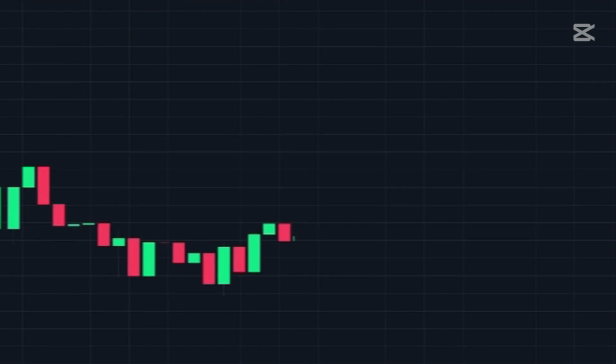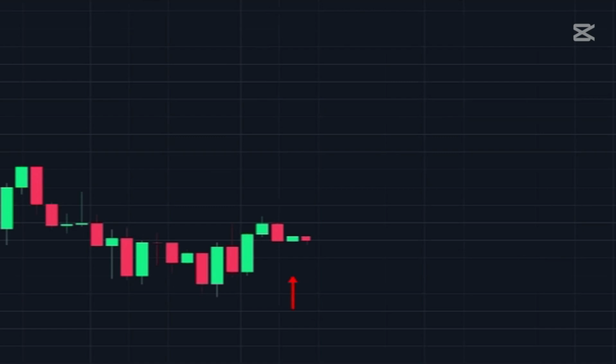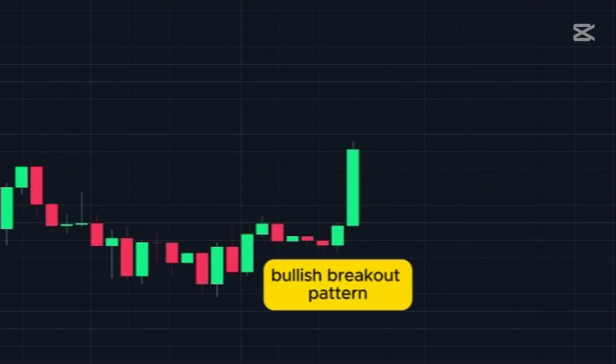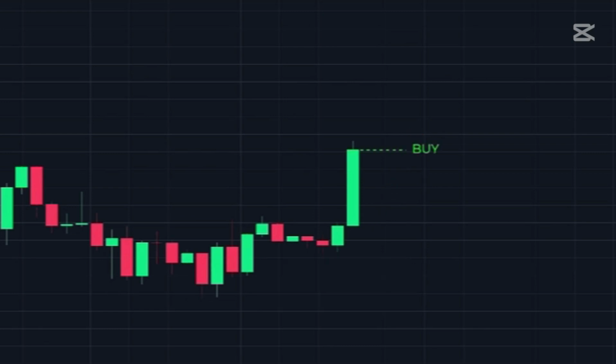Let's look at an example. Here the price forms a series of small candles before a big green candle appears. Bullish breakout pattern forming. This signals that the trend is likely to continue to increase. To trade this setup, you can place an order when the breakout candle ends, with stop loss order at the opening price of the breakout candle.